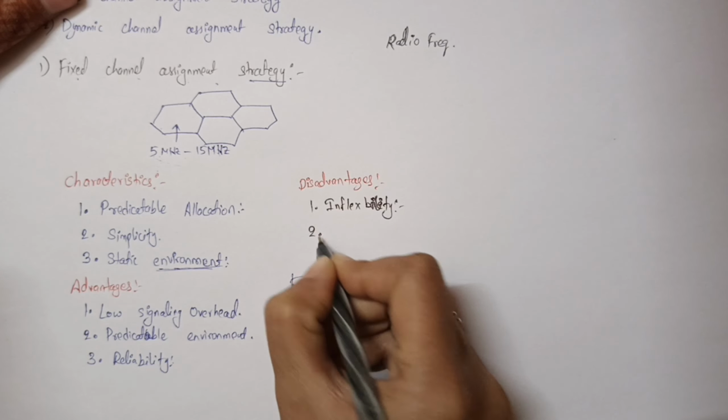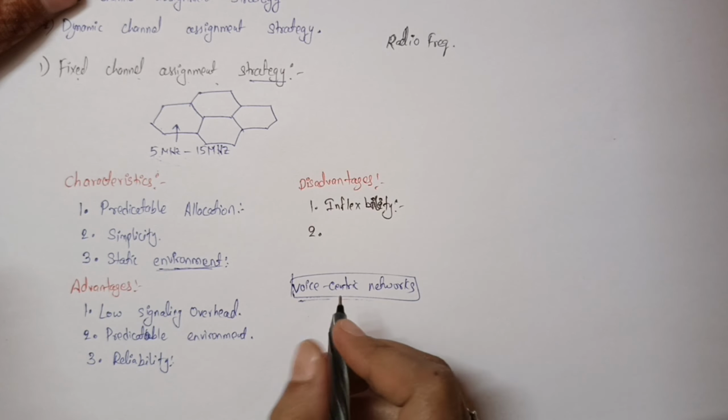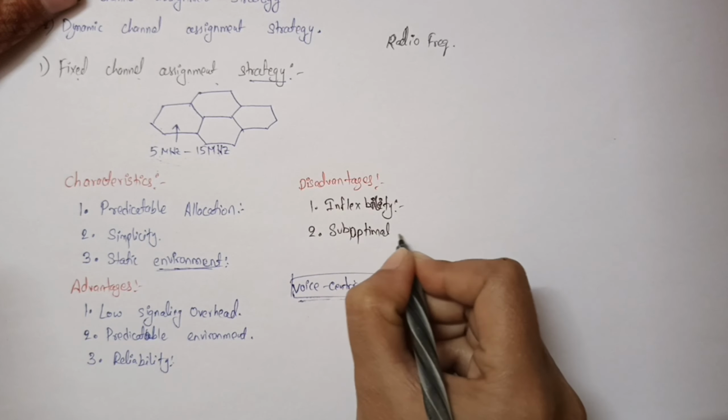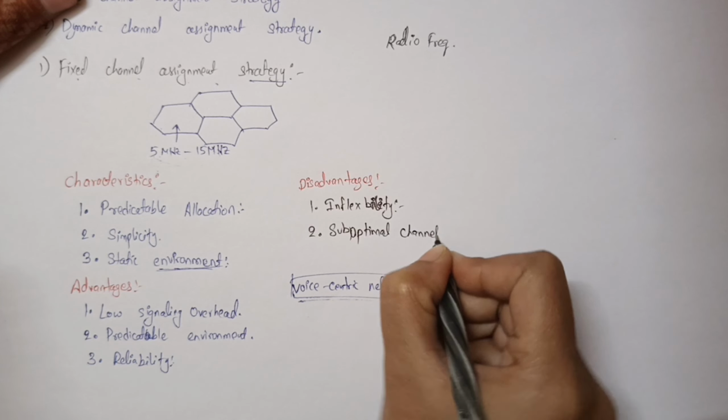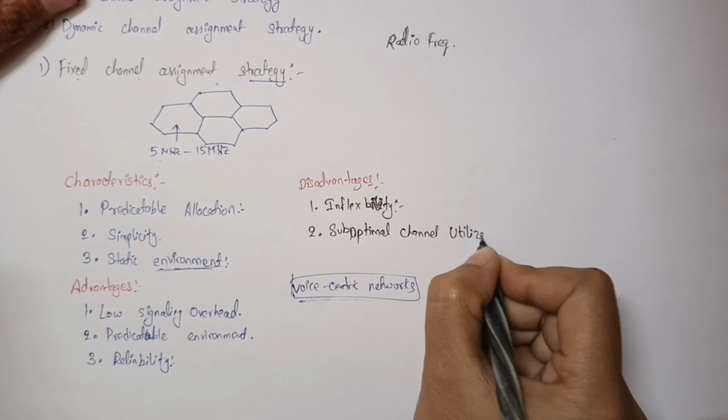Now the second disadvantage is suboptimal channel utilization. What is this?